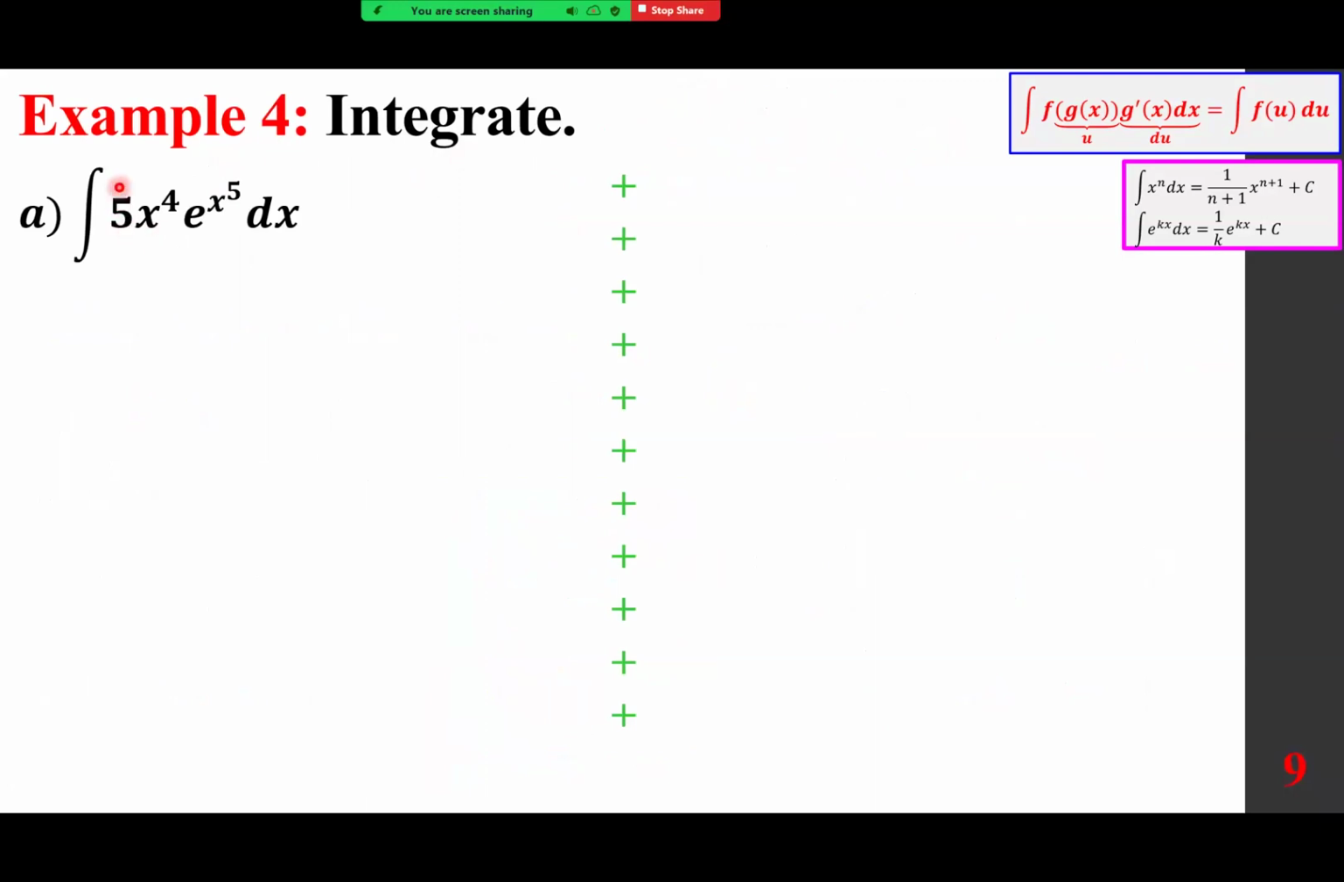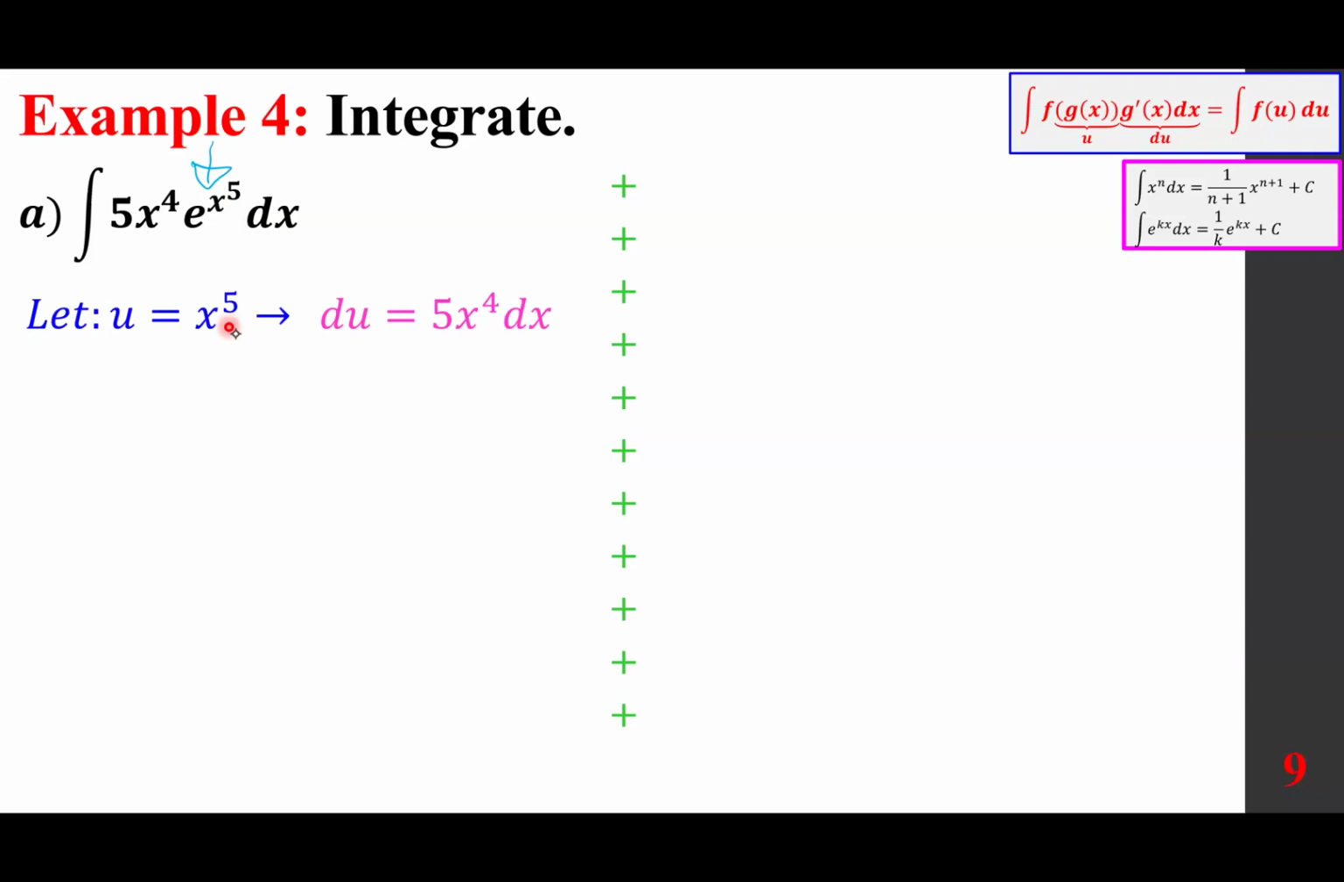We want to integrate 5x to the power of 4 e to the power of x to the power of 5 dx. Anytime you're dealing with an exponential format and you're integrating, the exponent normally is your choice of u. You know the derivative is 5x to the power of 4. Therefore, du/dx is 5x to the power of 4, and du is 5x to the power of 4 dx.